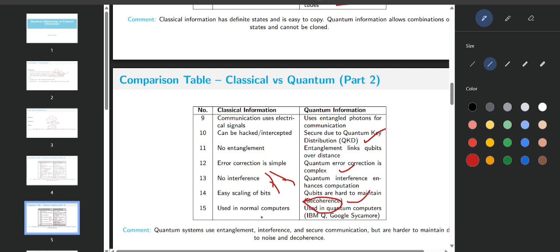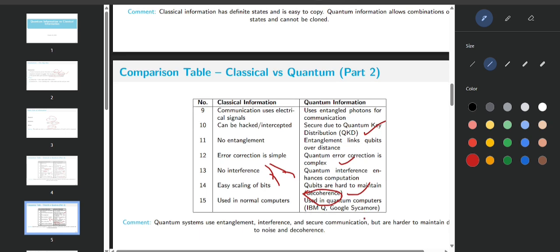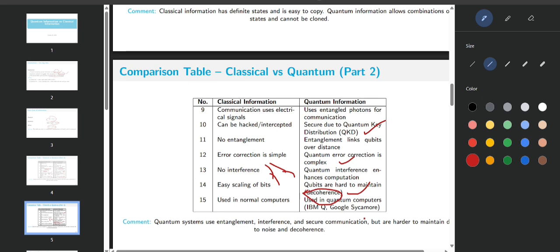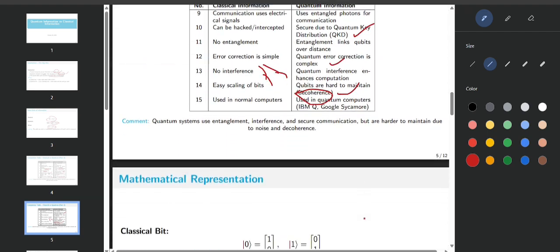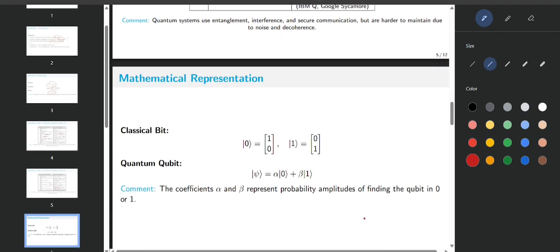Classical systems are in our laptops and phones, whereas quantum systems live in labs. Some companies are focusing on quantum, such as Google, IBM, Google Sycamore, Microsoft, and PsiQuantum. So these are the differences. By these differences we can say quantum systems are powerful but delicate. That you need to remember: delicate.